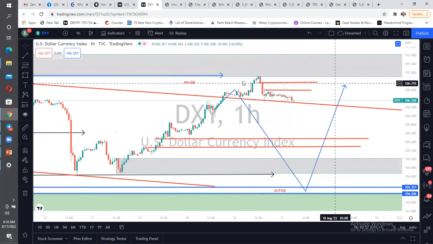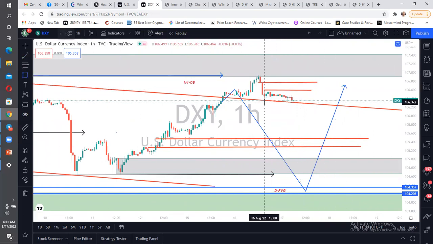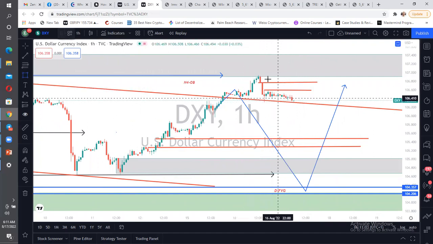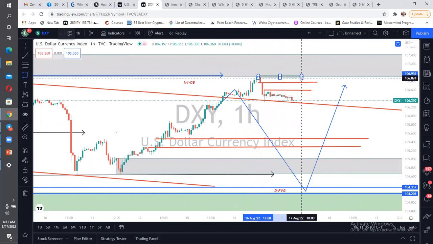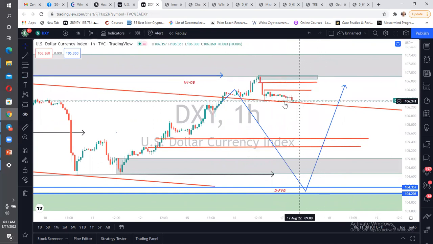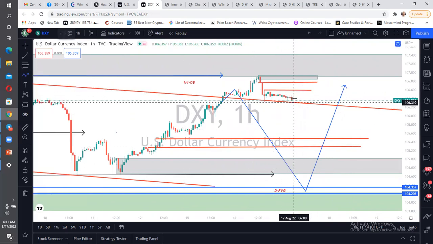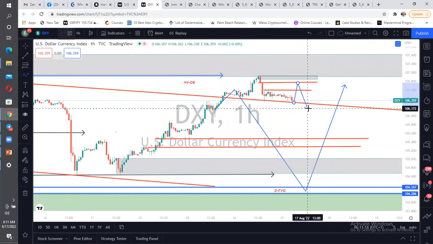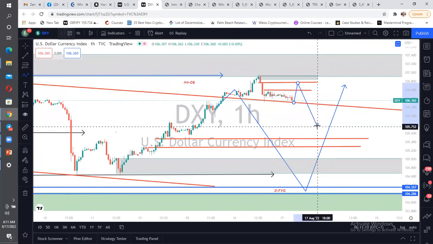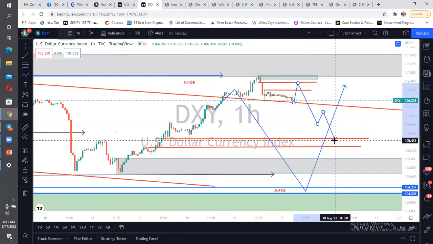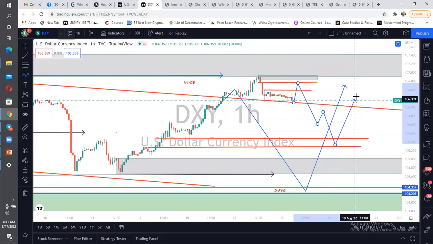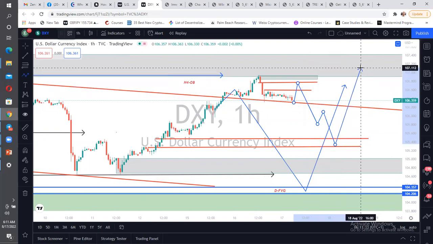Then I also have this other block here, a block simply because this level has been broken. What I would like to see happen before they go to the downside is something push to the upside, then push to this downside. This is what I was expecting to see. And possibly something like this, then back to this level. Then from here, I would like to see a push that will manipulate this high here.